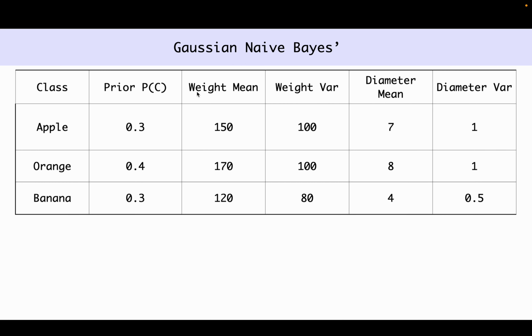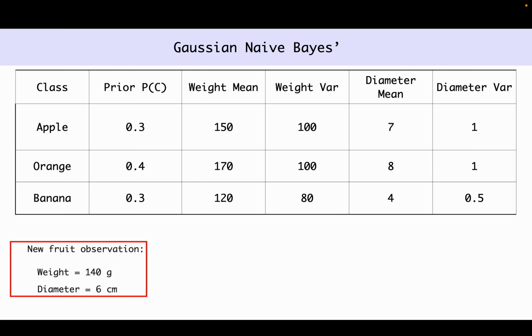In this Gaussian naive Bayes example, instead of raw data, we have already computed the priors and also the statistics. There are three classes: apple, orange, and banana, and we are supposed to find to which class a new fruit belongs depending upon its parameters, weight and diameter. Our goal is to find out which fruit it belongs to. Given the data, the weight is 140 grams and the diameter is 6 centimeter.